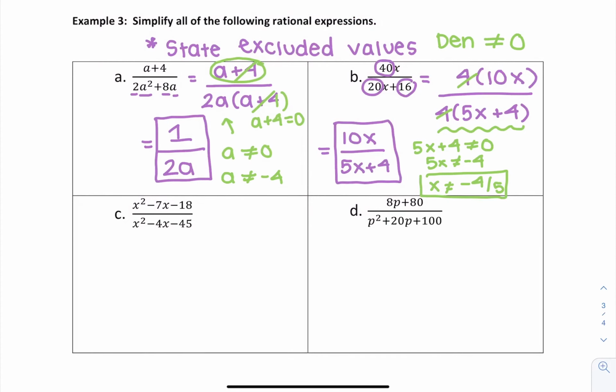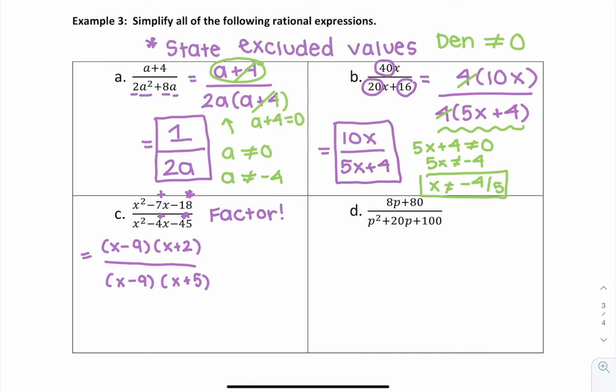Next up, you might see something that involves polynomials. So what we're going to do is factor. So I'm going to rewrite this as what multiplies to c and adds to b. So in this case, we get x minus 9 times x plus 2. And now what multiplies to negative 45 adds to negative 4. Well, that's going to be x minus 9 times x plus 5.